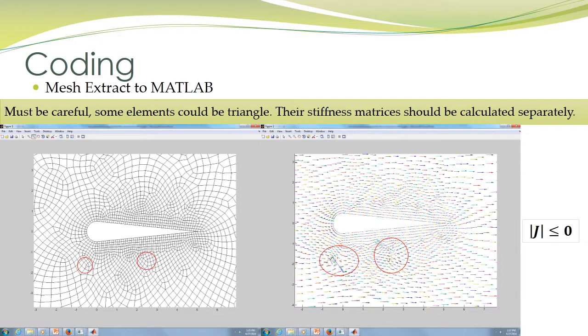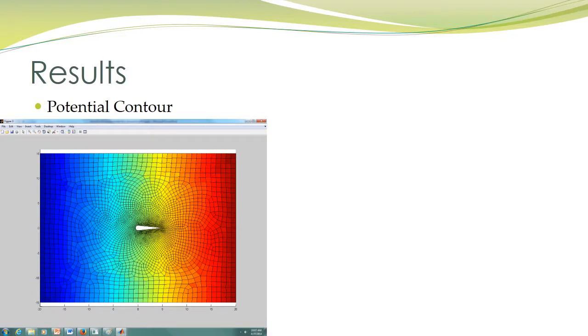At first I didn't know that even if I choose to mesh with quadrilateral elements, there could be some triangle elements within them, and I got some very strange answers. After correcting the problem, I got my answer, and we can see that the flow is flowing from the left to the right.